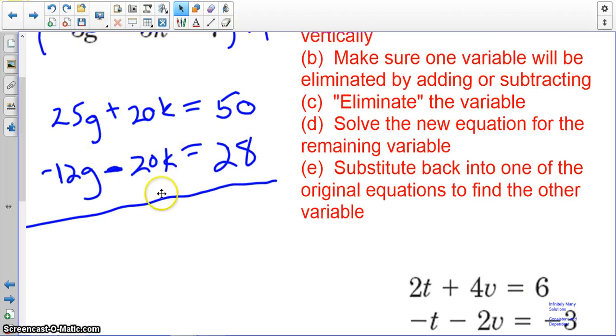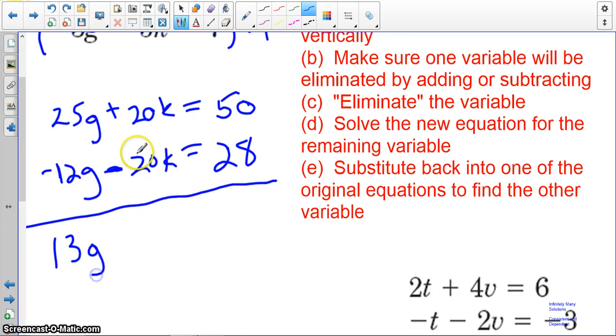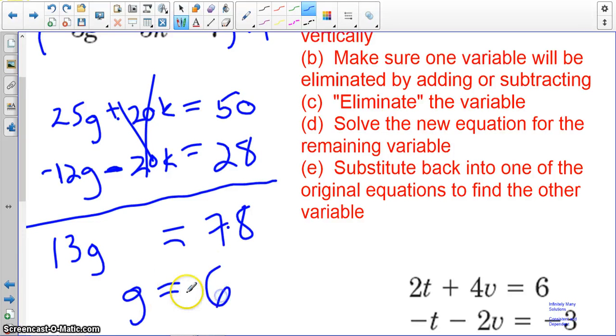And we add straight down, and we get 25 plus negative 12, or 25 minus 12 is 13. So we have 13G, this cancels, equals 78. Okay, divide both sides by 13, and I'm being so nice. Works out evenly. G equals 6.